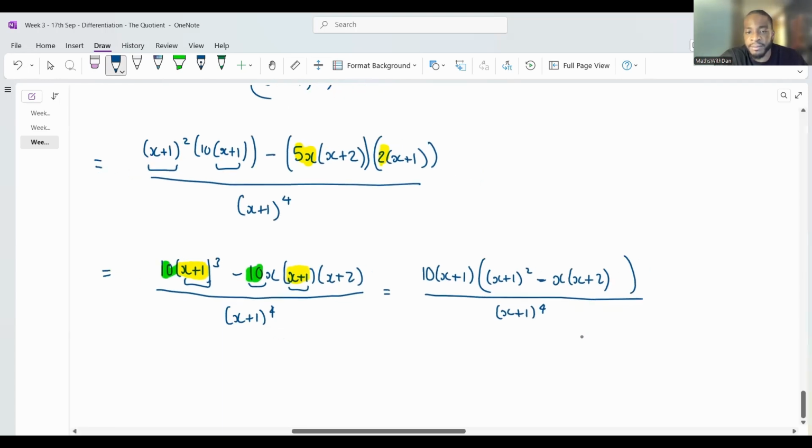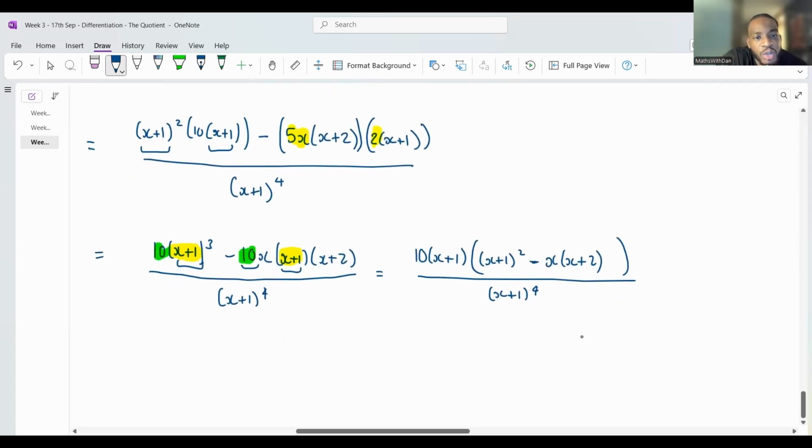Does that make sense, guys? Are we happy with that? Just making sure, just double checking. That looks good to me. Yeah, that looks good to me.